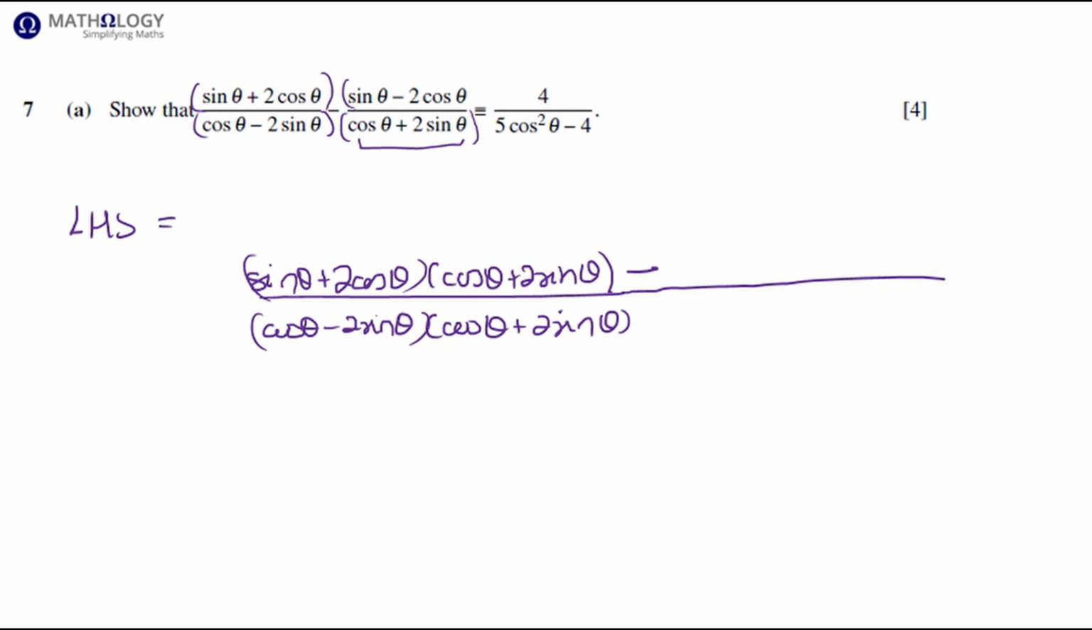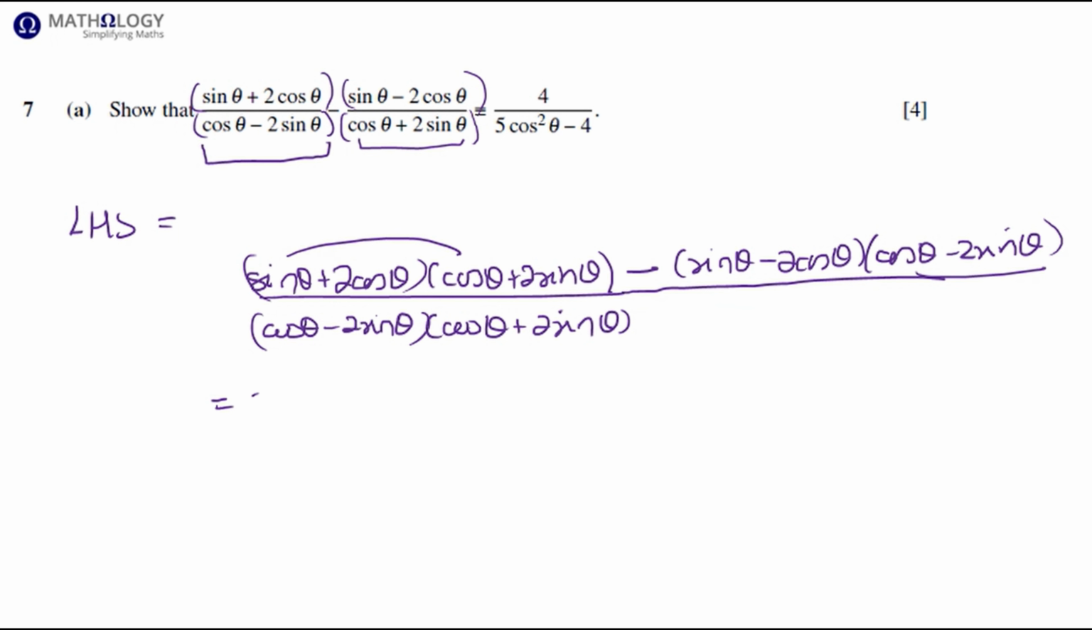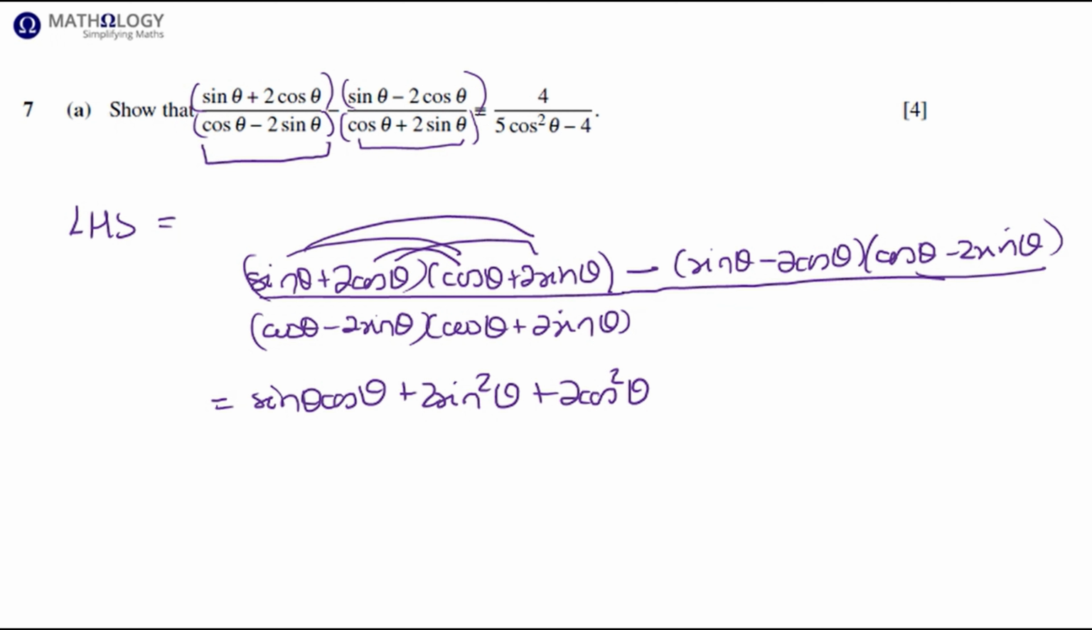Minus this expression, sin theta minus 2 cos theta, times cos theta minus 2 sin theta. The other thing we can do now is multiply out these brackets. So we'll have sine theta cos theta plus 2 sine squared theta plus 2 cos squared theta plus 4 sine theta cos theta.